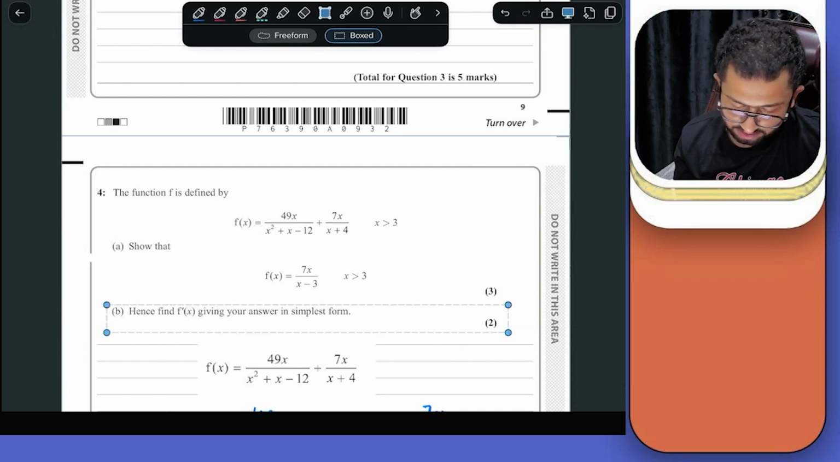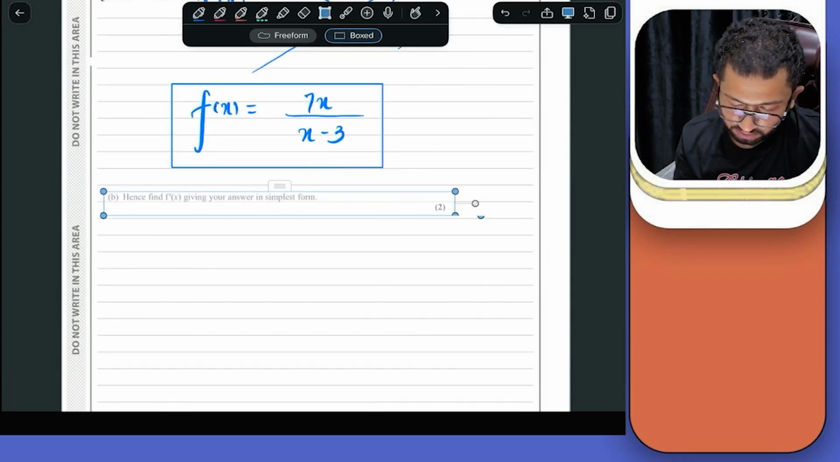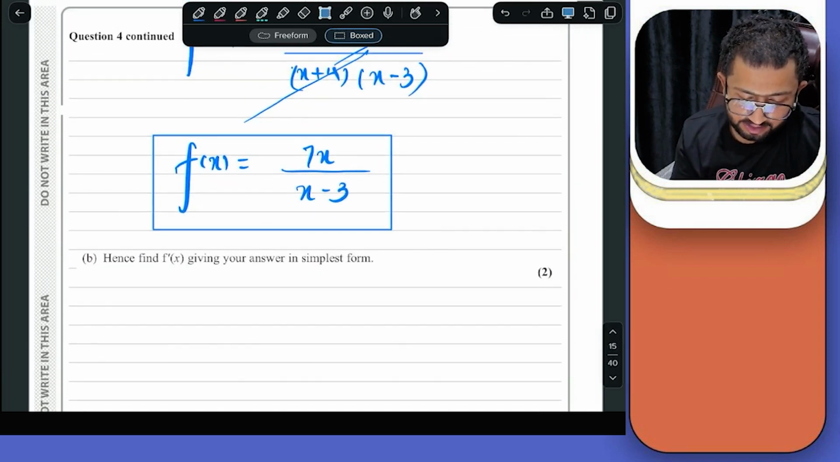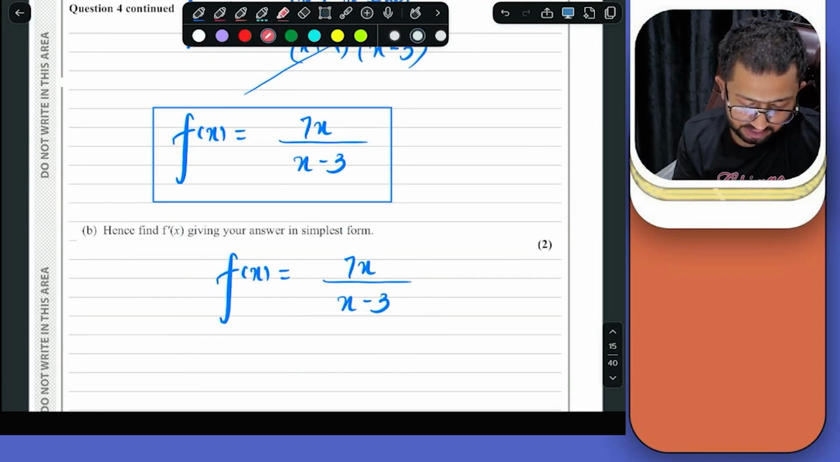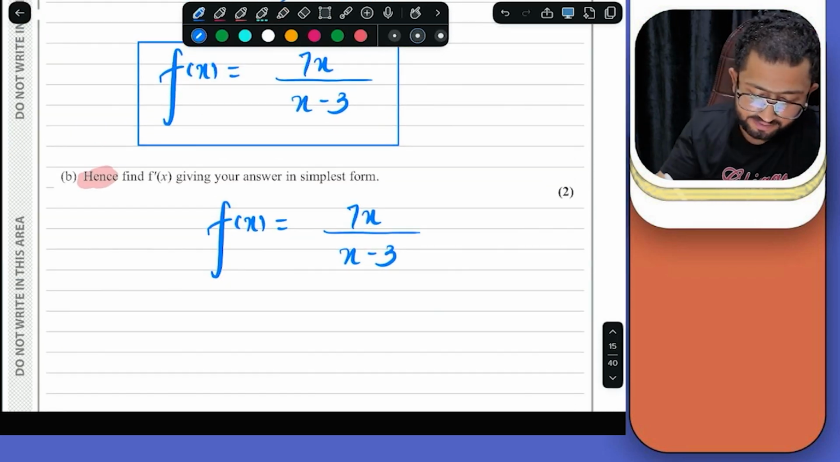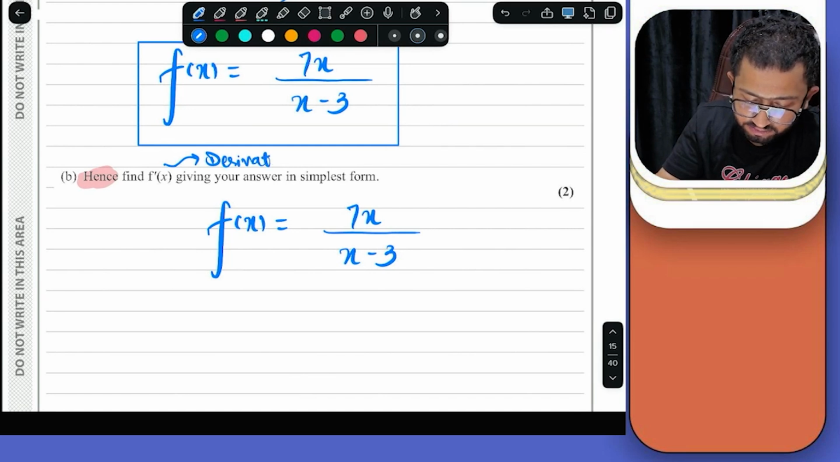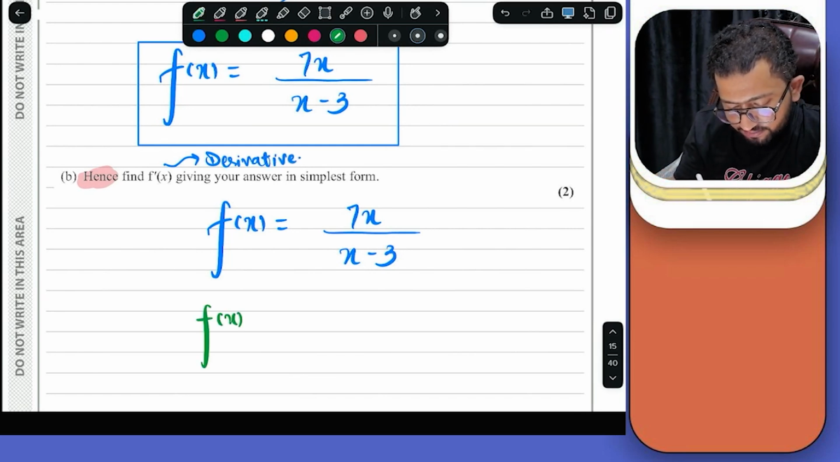Okay. Let's talk about B part. So in B part, we want to find f dash of x. Yes, but hence means that you have to use the answer of the previous part. Let's figure out the f dash of x. f dash of x means derivative.